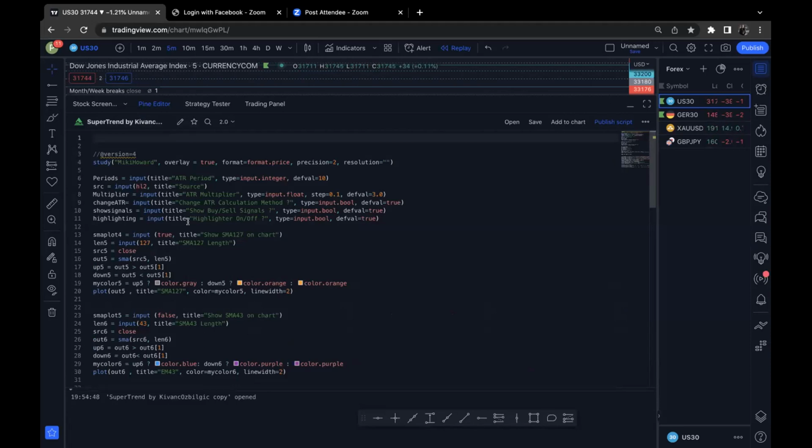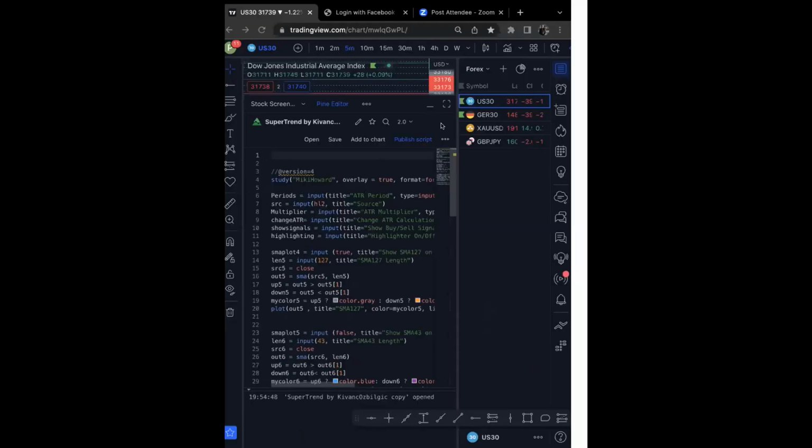Now go and copy the thing and come and put it in, and then we change it. We do the setting straight away.